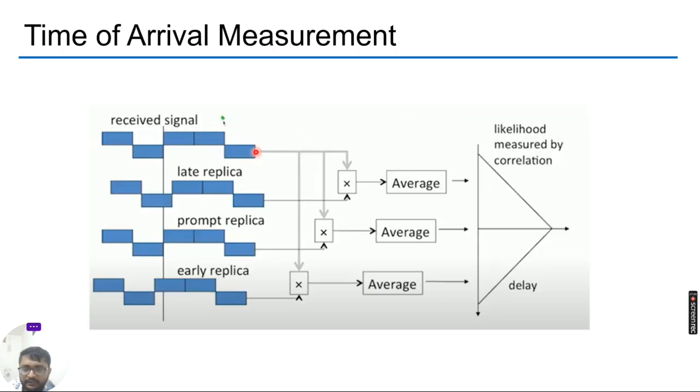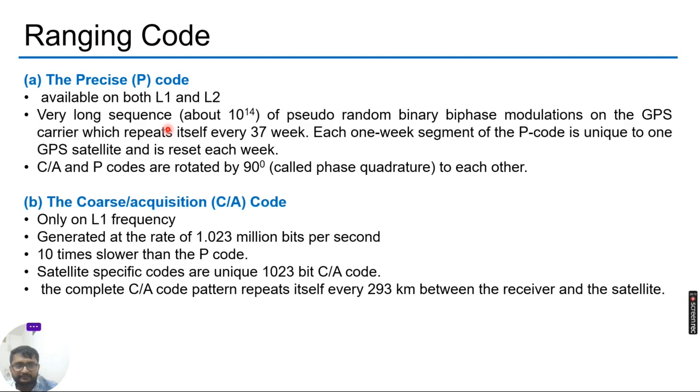There is another way that we are getting this signal from the satellite. We generate different replicas of the signal at our end: a late replica, a prompt replica, and an early replica. By shifting them here and there, we see the cross correlation to find which replica matches well, and based on that correlation we also find the time delay. Now we'll see this ranging code in detail.